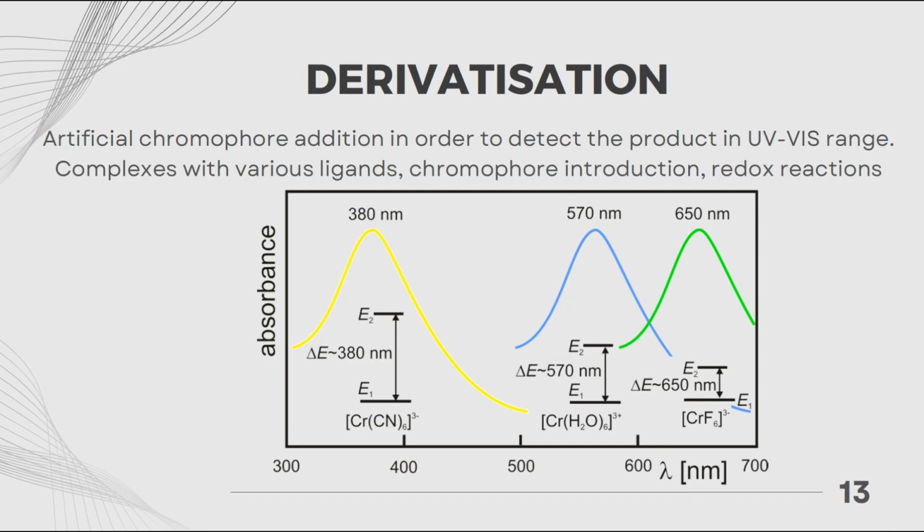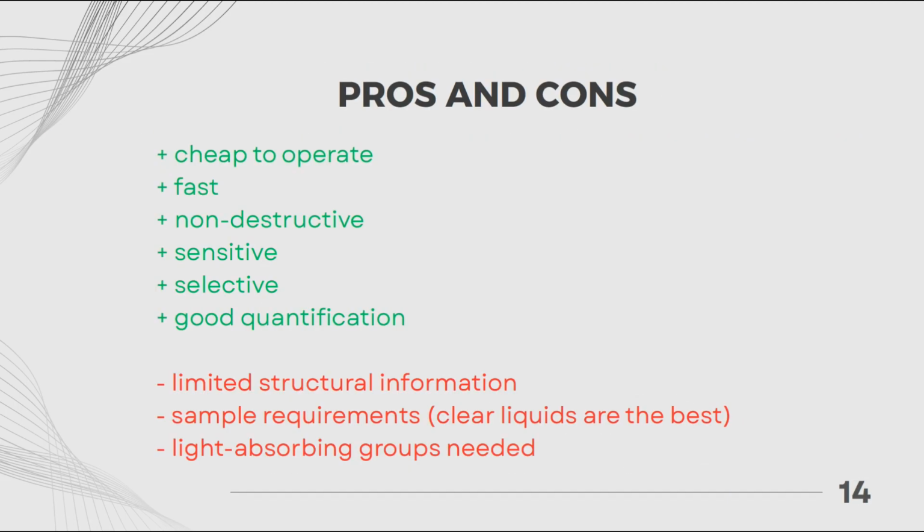Yeah? You may also sometimes use, so this is an example of using various ligands, but you may also introduce some chromophores. We were talking about this in the previous lecture when we were introducing big molecules to some peptides, and also we may perform some redox reactions because they may result in visualizing the molecule in the UV-Vis range.